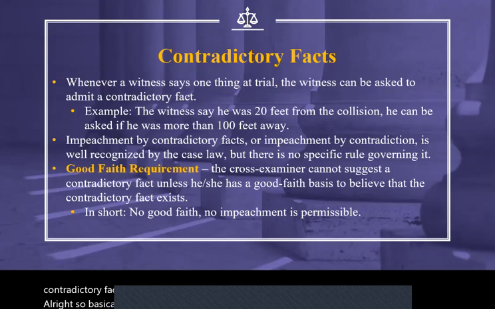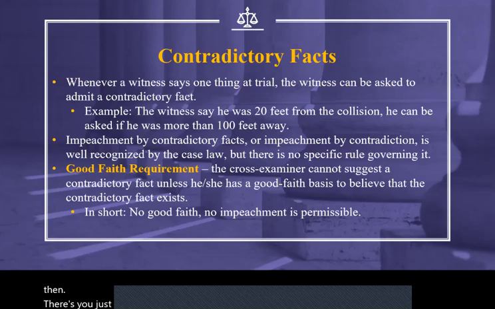So if we take the example above, the witness says he was 20 feet away from the collision, he can be asked if he was more than 100 feet away, right? So in cross-examination, you say, on direct examination, you said that you were 20 feet away from the collision. Are you sure it wasn't closer to 100 feet away? Now, this is where they'll give an answer, yes or no. If they say, oh yeah, it could have been, well then you just kind of hammer that point home one last time and move on.